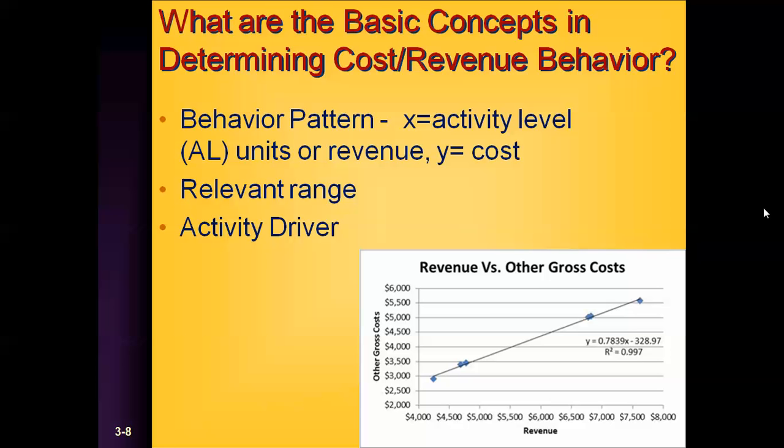Okay, so again, get your algebra hat on here. The x-axis is typically the activity level, units and/or revenue, going from smaller quantities and revenue to larger quantities, and similar. The y-axis is typically the cost axis.